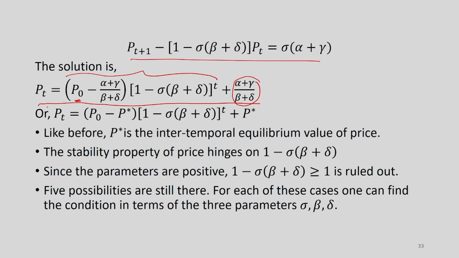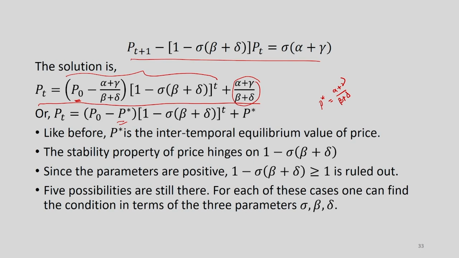And to make it look simple, I assume that this P star is the particular integral, right. P star is equal to alpha plus gamma divided by beta plus delta. I assume that. So, I get rid of this cumbersome term. I only write P star, and as you know, P star is the intertemporal equilibrium value of price in this case. Now, let us talk about the stability.